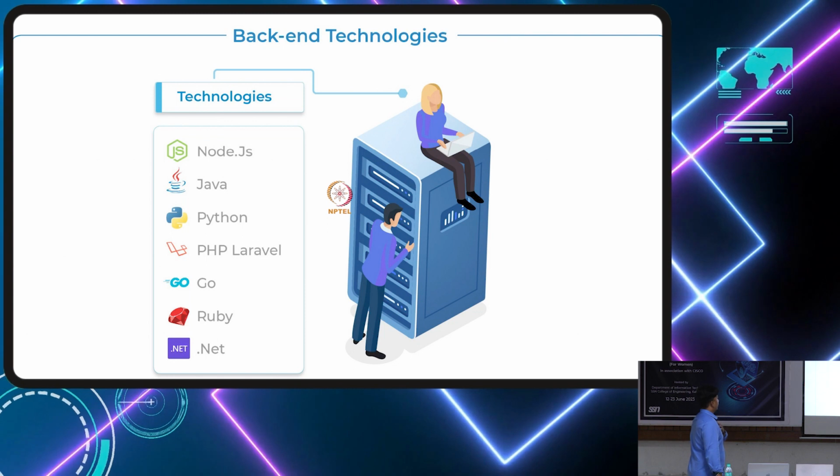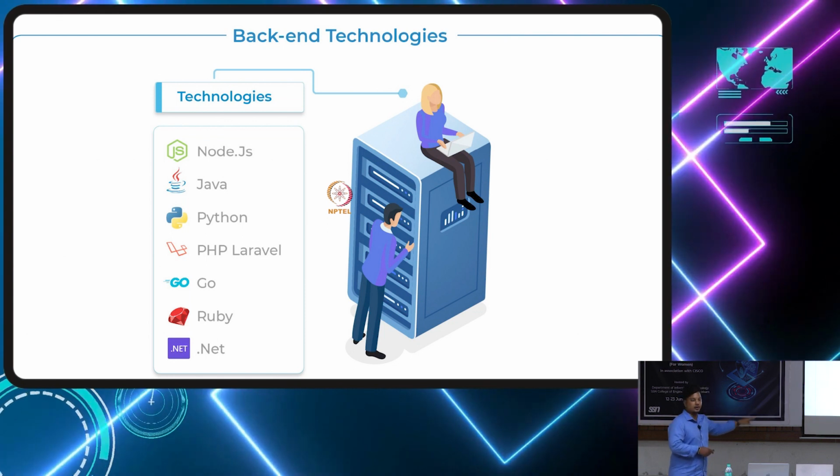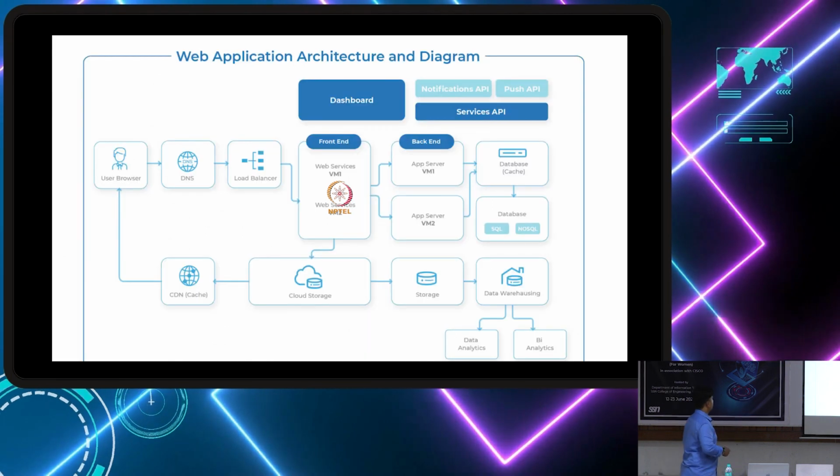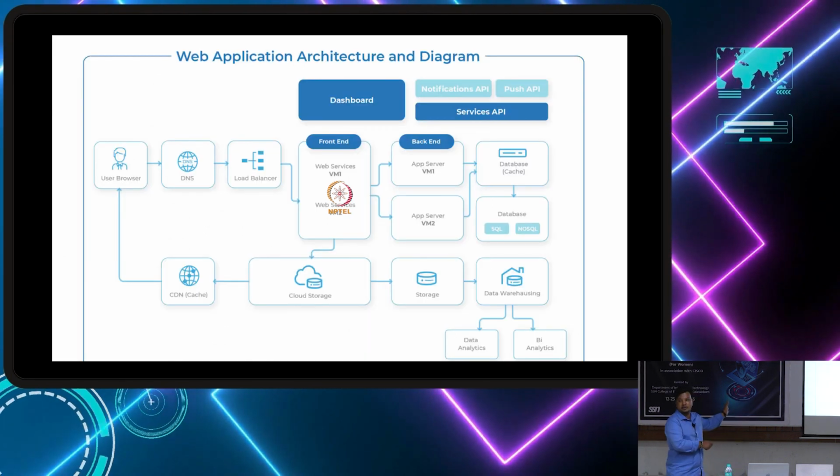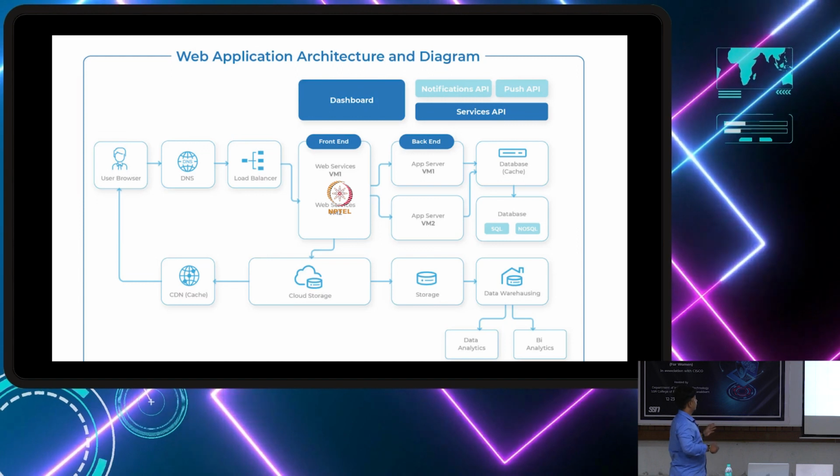Sorry, I think the color is not clearly visible. This is how the typical modern architecture would work. The first thing is the browser. This is where our node exists, as a user. Then it goes to DNS.